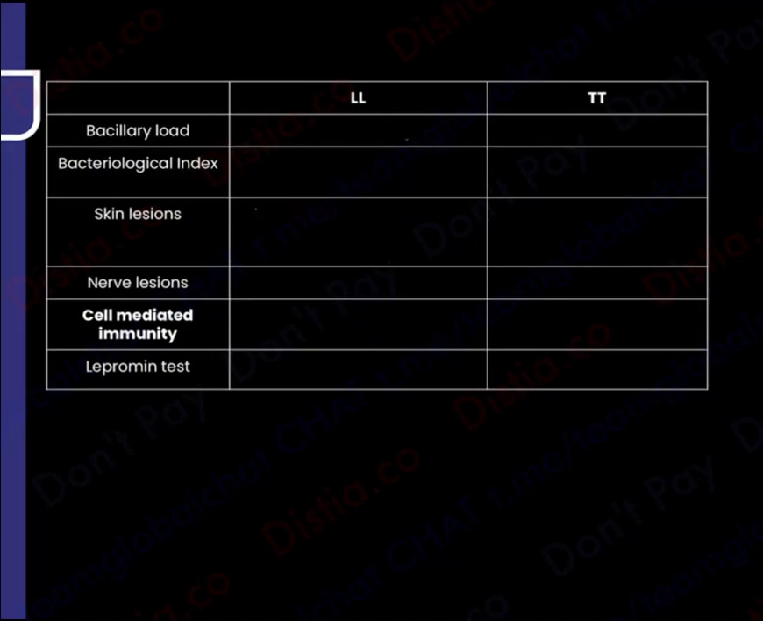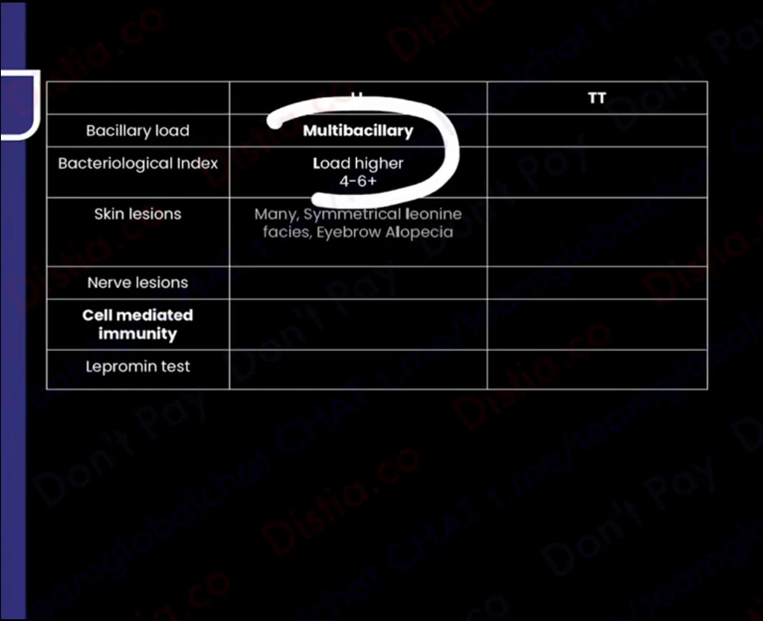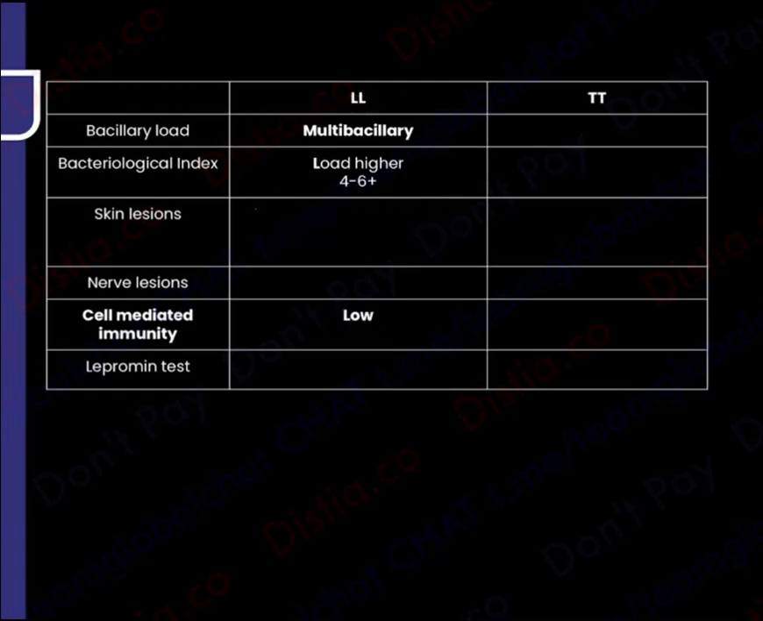Please note that your LL has a lot of bacteria. It is multibacillary. How much bacteria? There's an index, the bacteriological index. We say very, very high load, 4, 5, 6 plus. Too much load. So now tell me, when there are too many bacteria in my body, what is the problem? Has my immunity been able to fight? No. There are so many bacteria in my body that this means that my cell-mediated immunity is somewhere low. That is why so many bacteria are there.